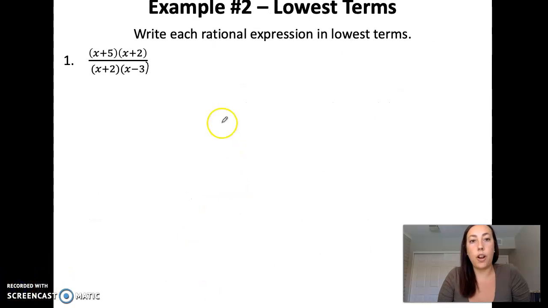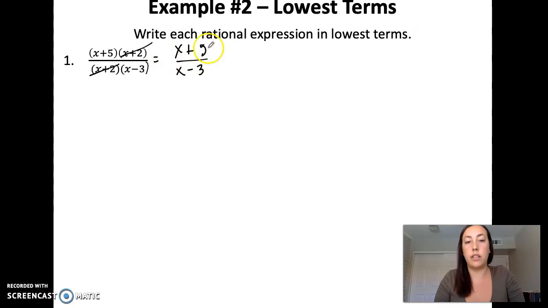Okay, for our next example, we're going to write each rational expression in its lowest terms. So we're just going to be canceling things that are common on both the top and the bottom of our fraction. For this first one, we have x plus 5 times x plus 2 up top, and on bottom, x plus 2 times x minus 3. Since there's an x plus 2 on top and bottom, we can cancel those, and we are left with x plus 5 over x minus 3. And that rational expression is in lowest terms. There's nothing more in common on top and bottom that we can cancel.